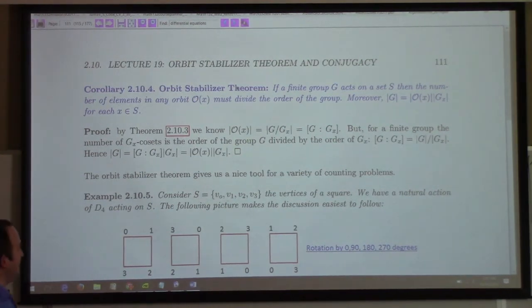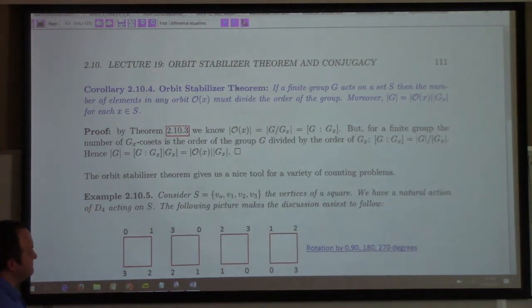But it's better than that. The order of the group is the product of the orbit of X and the stabilizer of X, the cardinalities of these, respectively. So the proof is essentially by the theorem that I didn't just prove. Sorry about that. I will probably feel guilty about this and come back and prove it Wednesday. But we'll see if I get that guilty.